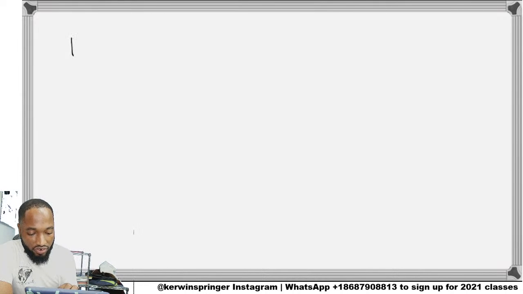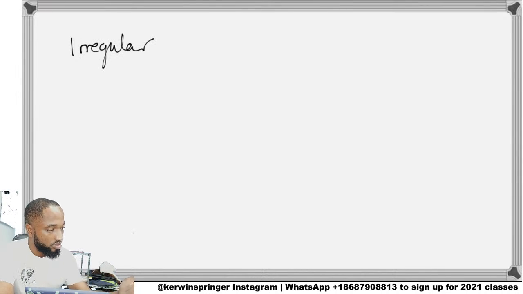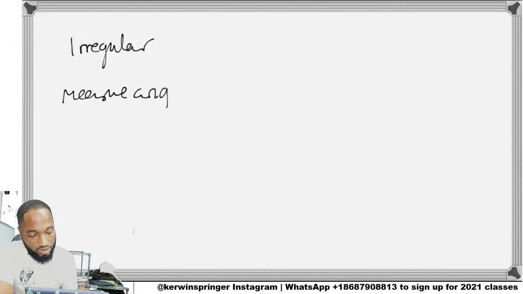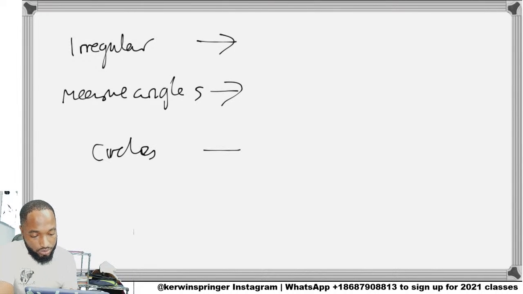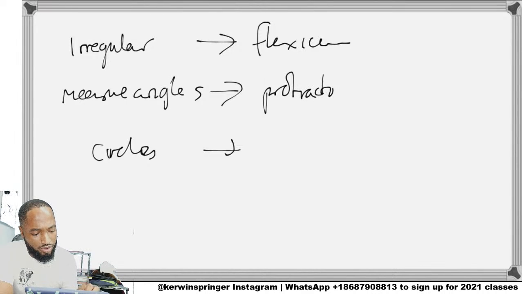If you need to draw irregular curves, what will you use? If you need to draw circles, what will you use? What do you use to measure angles? Those are three things you need to know. For irregular curves, the flexi curve. To measure angles, the protractor, and the compass for circles. You can't be doing tech and not know the protractor and compass, right?